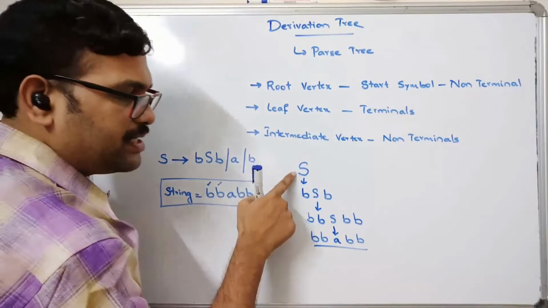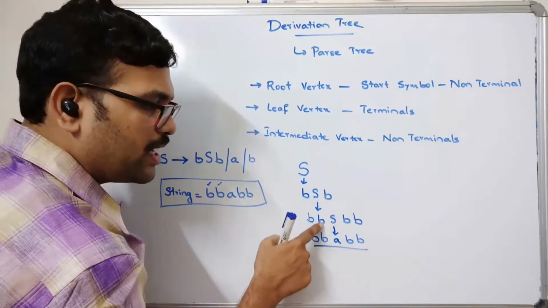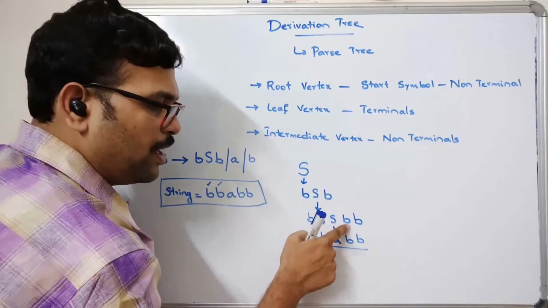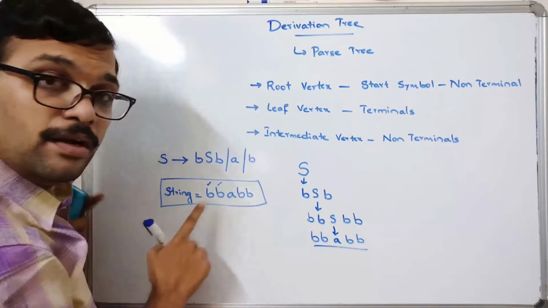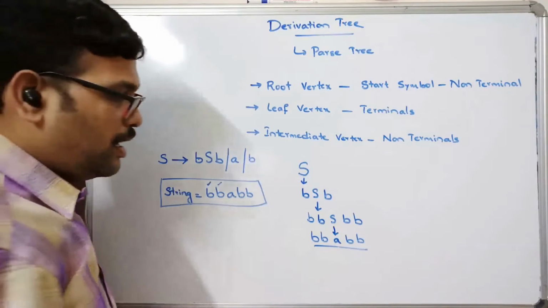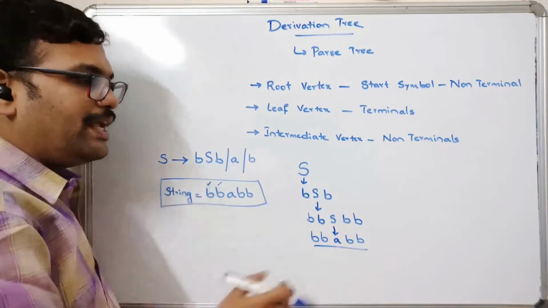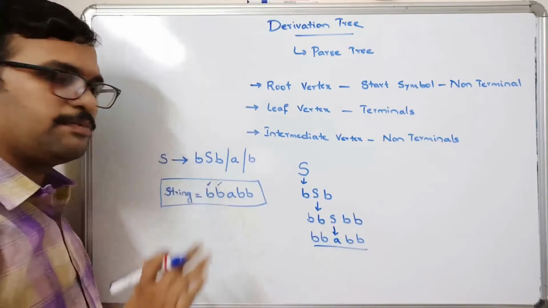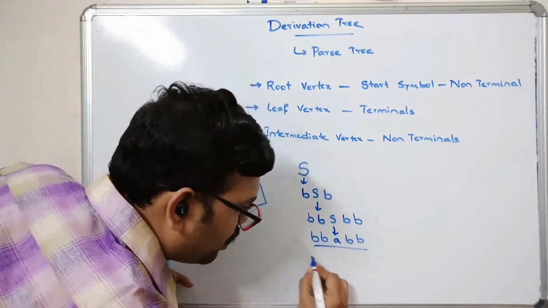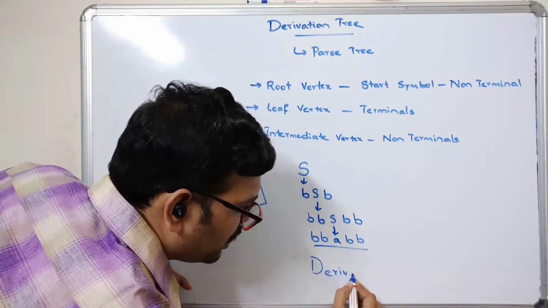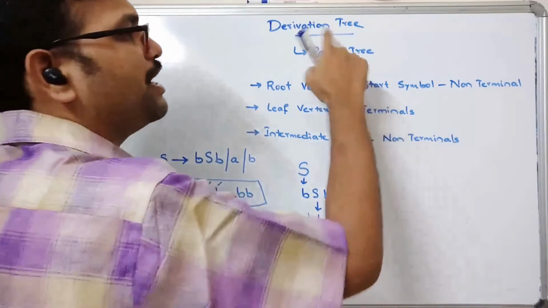First of all, we substituted BSB, and again in the S we substituted BSB, and in the S we substituted A, so that we got this particular string. If the string is accepted by the context-free grammar, then we can derive that string by substituting the production rules. This is called a derivation, and from this derivation, we can easily construct this derivation tree.